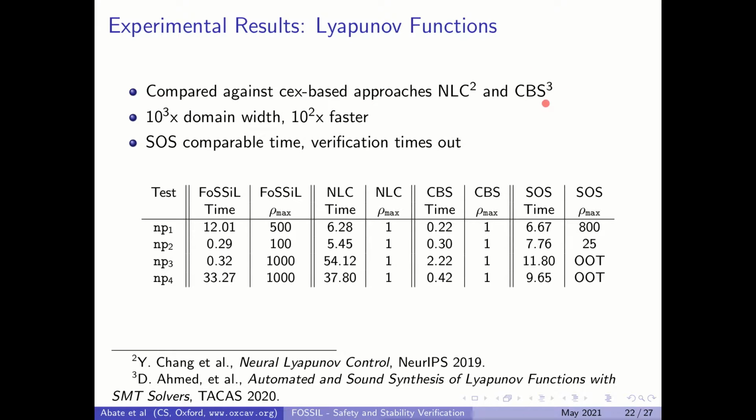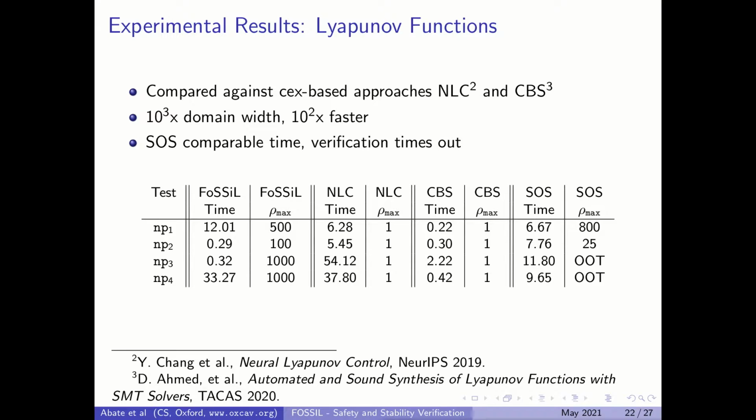one of which uses a linearization procedure that is invalid for radiuses greater than 1. So compared to these 2 tools, we find that we are able to synthesize Lyapunov functions using Fossil for domains that are up to 1,000 times larger. And we're able to do this up to 100 times faster as well.